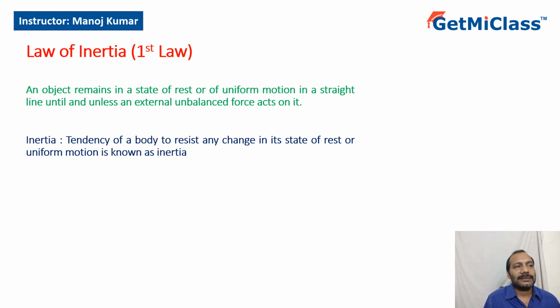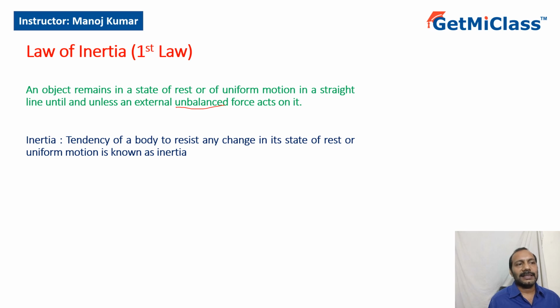Now, what does the first law say? The first law says an object remains in a state of rest or uniform motion in a straight line until and unless an external unbalanced force acts on it. Now, there are two terms where people get confused. One is unbalanced force. What is unbalanced force? If there is more than one force acting on the system, and the resultant is not zero, then the forces are called unbalanced.